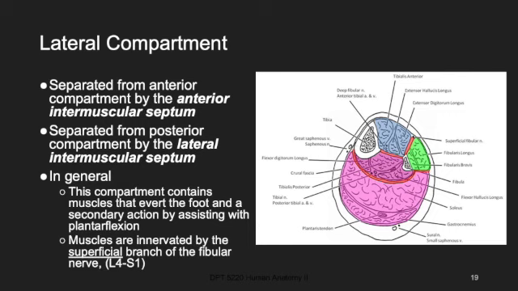Now moving on to the lateral compartment. Lateral compartment is going to be separated from the anterior by that anterior intermuscular septum. The lateral intermuscular septum will separate my posterior from my lateral. In general, these guys are going to evert my foot. They're going to take my foot out. They're also going to share a common innervation, which is going to be the superficial branch of the fibular nerve.